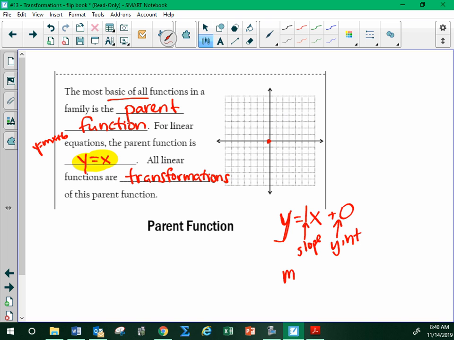Remember, slope, if I have 1, that's the same thing as 1 over 1. So I go up 1, to the right 1. Put my dot. Up 1, to the right 1. And we can keep doing this all the way up, and do opposite all the way down.